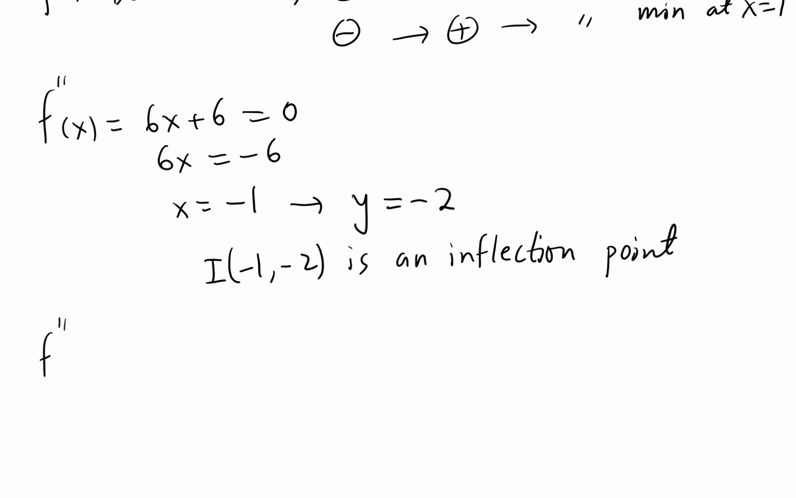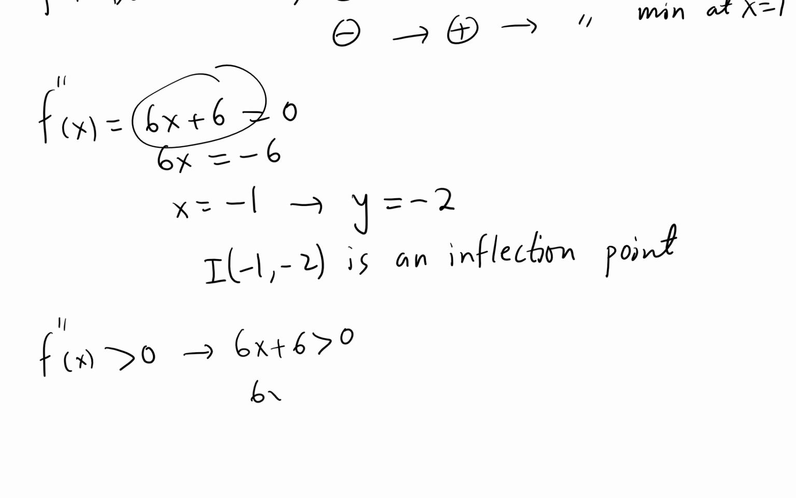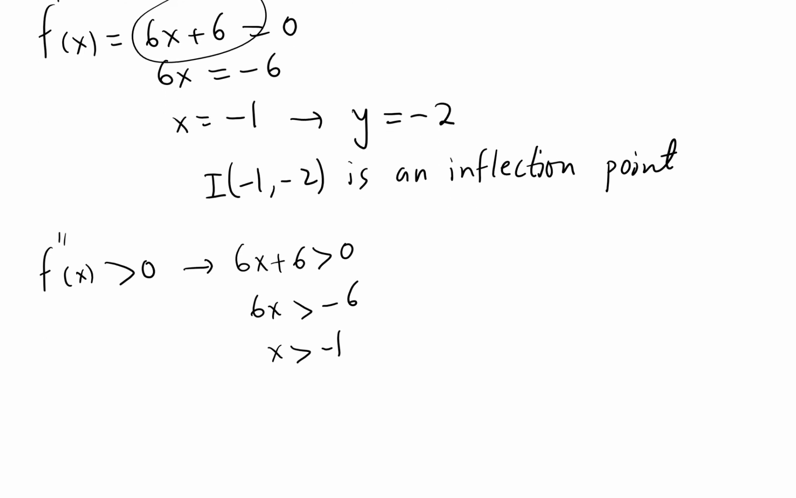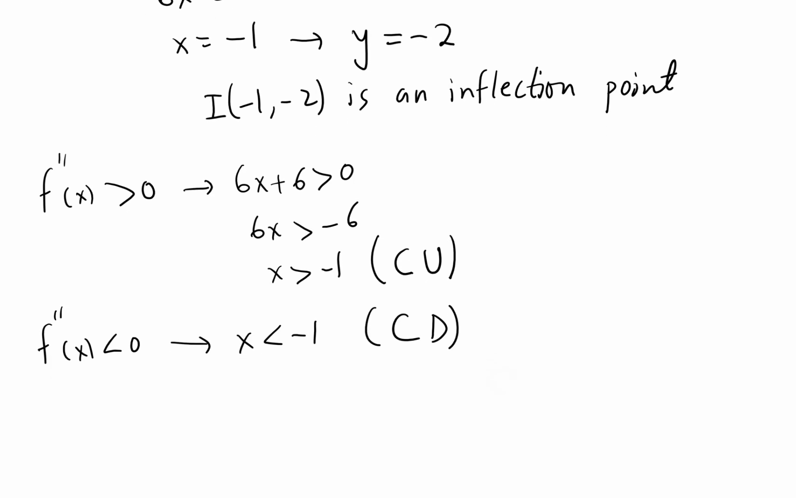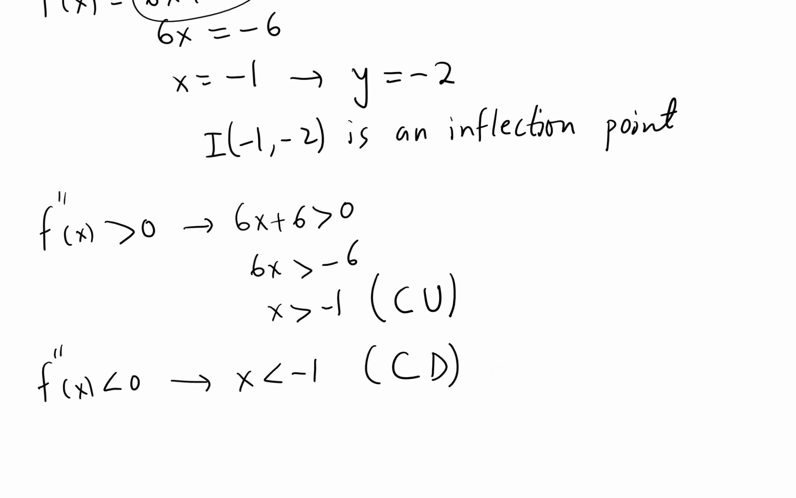Not only that, the second derivative tells me when the graph concaves up and when it concaves down. If the second derivative is bigger than 0, that's when 6x plus 6 is bigger than 0, 6x bigger than -6, x bigger than -1. That's when it's going to concave up. The second derivative less than 0, that's when x is less than -1, and it concaves down. So this is the second derivative. Here, concaves down, concaves up.